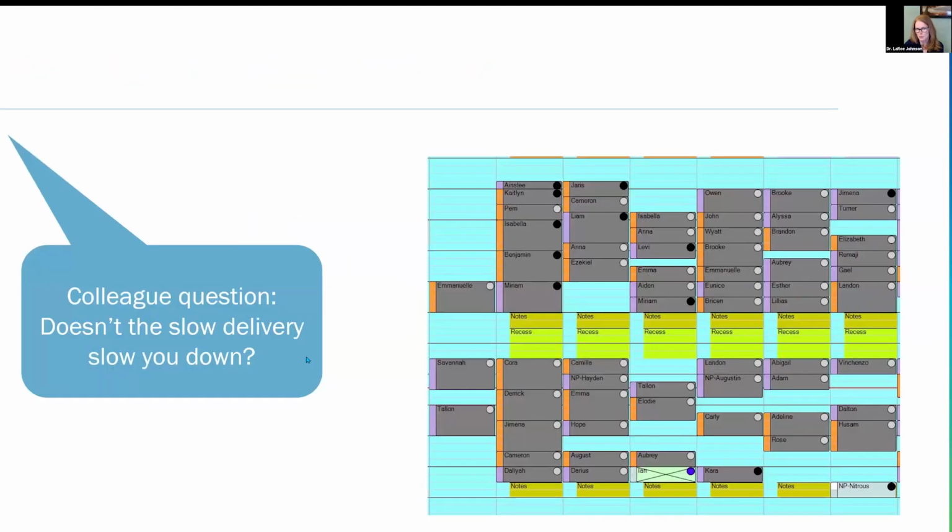So people ask me all the time, oh, I'm not going to use this device. It'll just slow me down. It takes so long to deliver. It just doesn't. And by the way, if we're giving compassionate injections, it should be taking us this long conventionally. We should not be delivering more than 1 milliliter per minute.